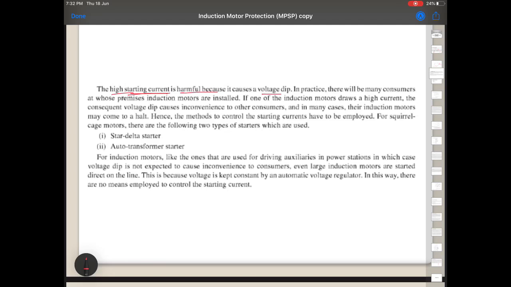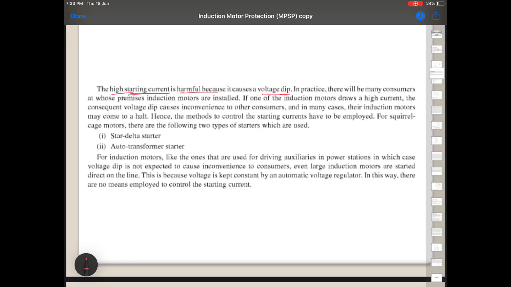See, generally loads will be connected to different customers. So once a particular customer who has a large induction motor draws a very high current during starting, then voltage dip happens. Then the other customers cannot start their motors because of the voltage drop. So this is an inconvenience to the other customers.